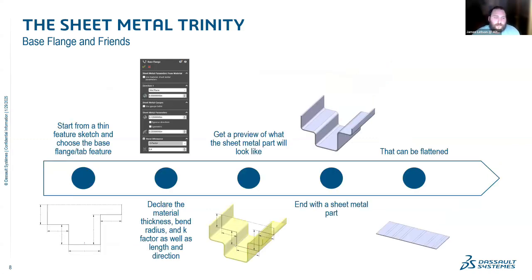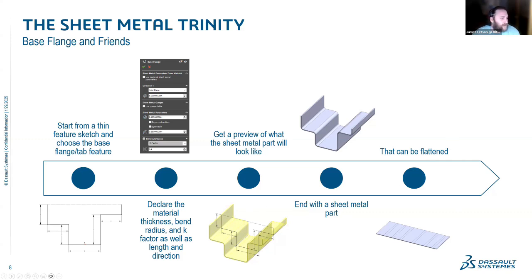But the way that base flange and friends works is you're going to start from a thin feature sketch. In this one, you'll notice that I'm not creating a solid model. I'm just starting from a sketch. I'm going to declare material thickness, bend radius, K factor, all of that good stuff. You do get a preview, and then you end with a sheet metal part that, again, the whole point, can be flattened.